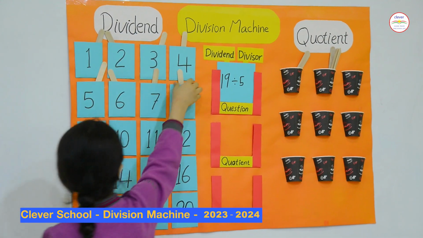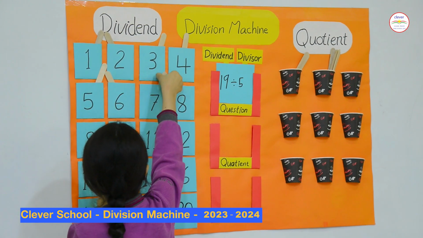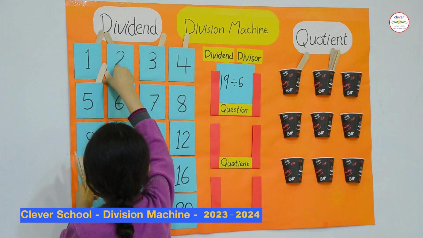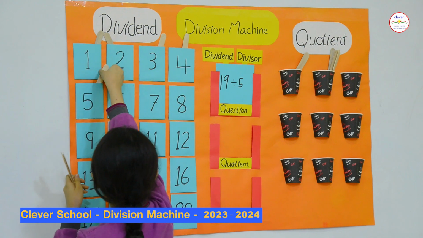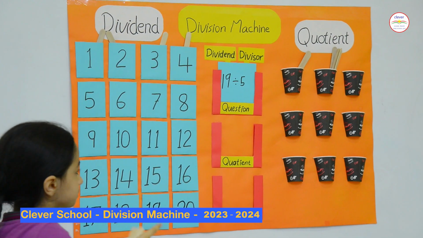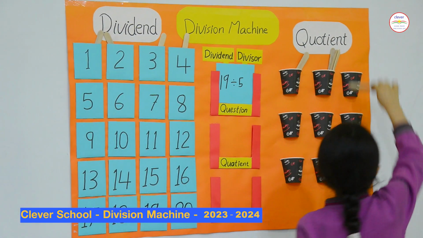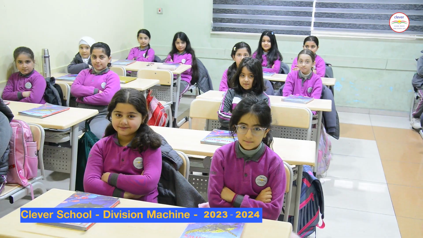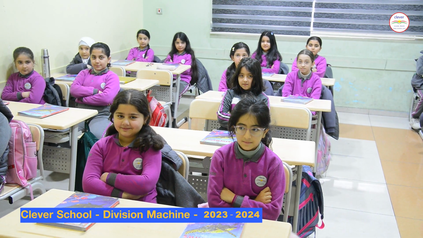One, two, three, four, five. So we have the quotient. The quotient is 3.